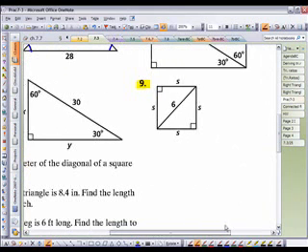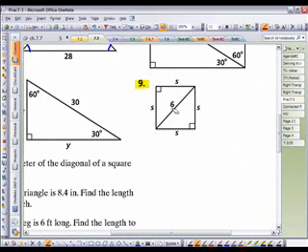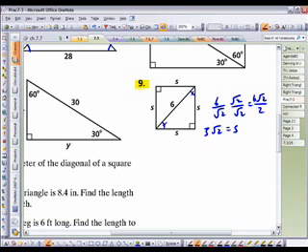And then over here, if we take a square and we cut it in half, then we got a 45, 45, 90 right triangle. So 6 is the long side, s is the short side, so we do 6 divided by radical 2, rad 2 over rad 2, which is 6 rad 2 over 2. So each s is equal to 3 radical 2.